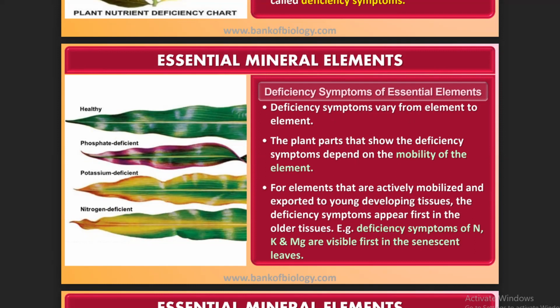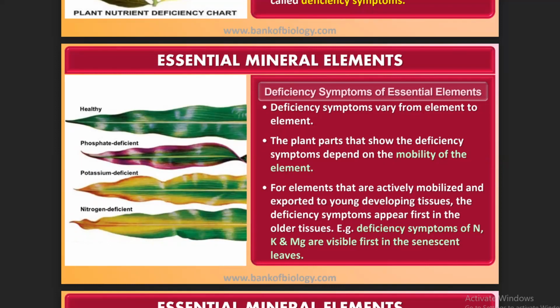It varies from element to element. The plants that show the deficiency symptoms depend on the mobility of the element. The faster the element will move, the more easily it will be given to the plant. So if it is a very slow moving element, it will show more defects.